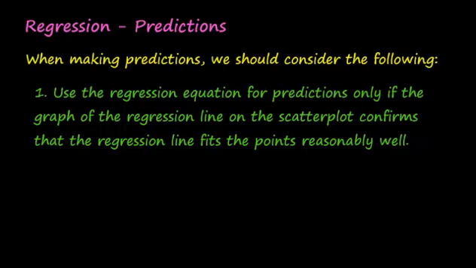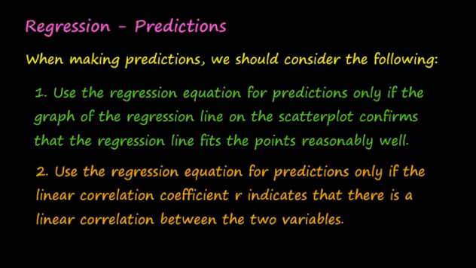Use the regression equation for predictions only if the graph of the regression line on the scatter plot confirms that the regression line fits the points reasonably well. Use the regression equation for predictions only if the linear correlation coefficient r indicates that there is a linear correlation between the two variables.